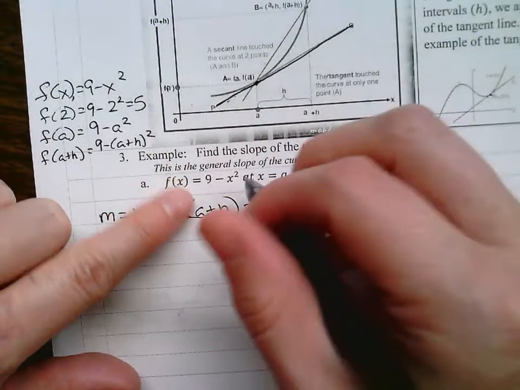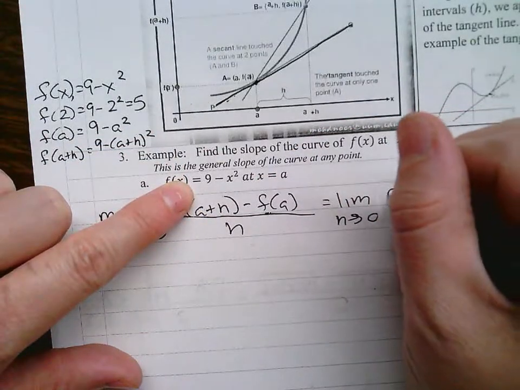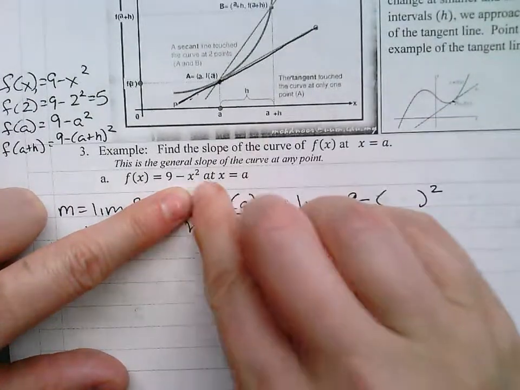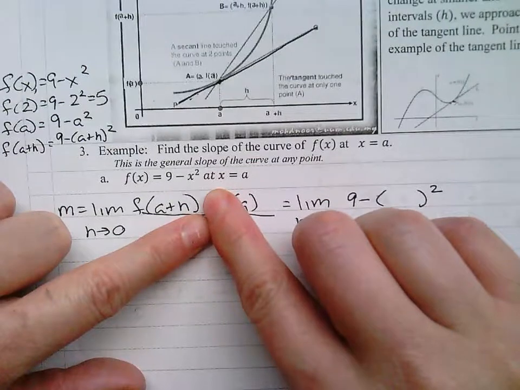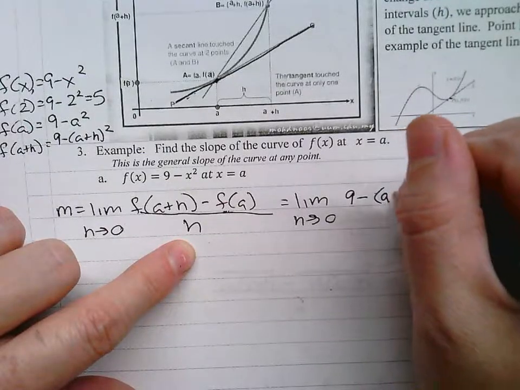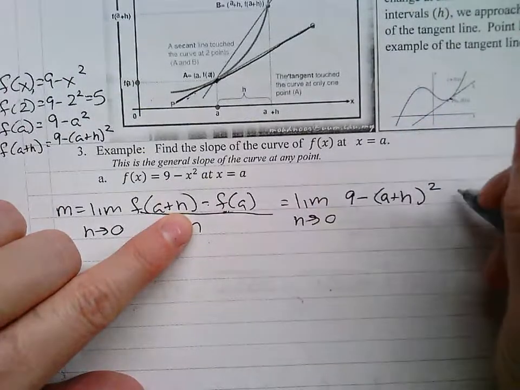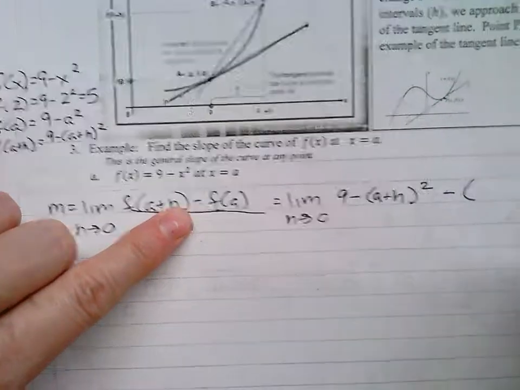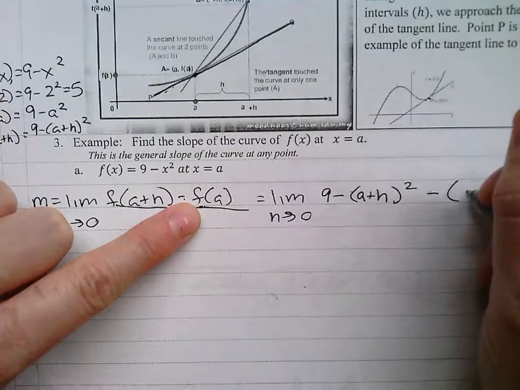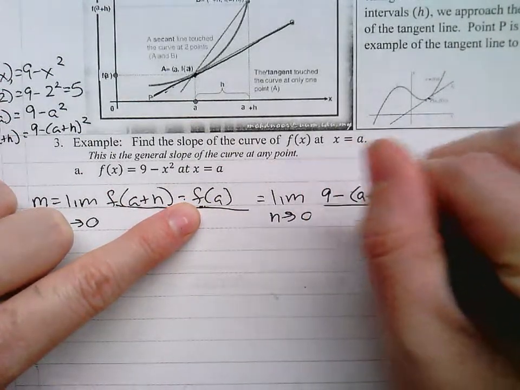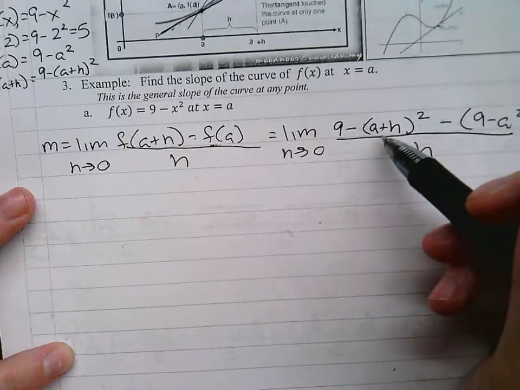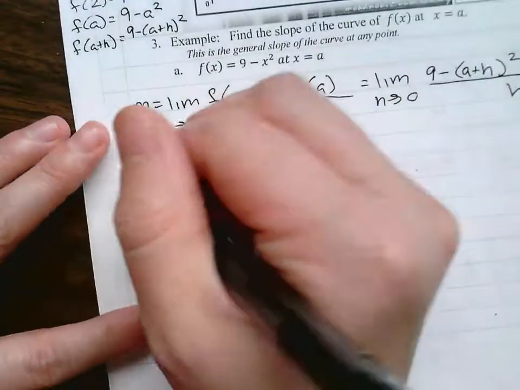So f of a plus h, so I'm going to have 9 minus x. There's x, I'm just going to put a parenthesis here. And I'm just at this part of the equation. So where I see x, I'm going to put a plus h. So 9 minus a plus h squared. Okay, now I'm on the minus. Make sure you put parentheses here. f of a. So where I see x, I'm going to put a. So that's going to be 9 minus a squared. Okay. And now I'm going to FOIL this. This is a plus h times a plus h.